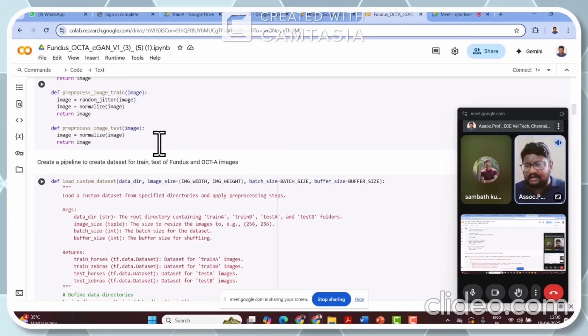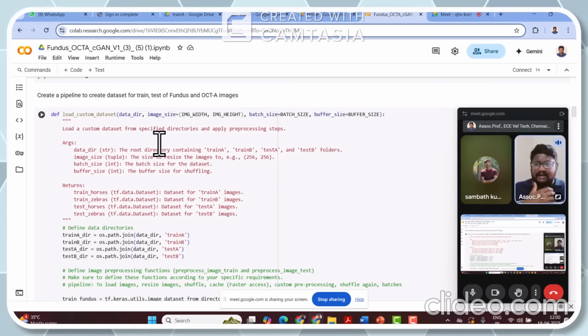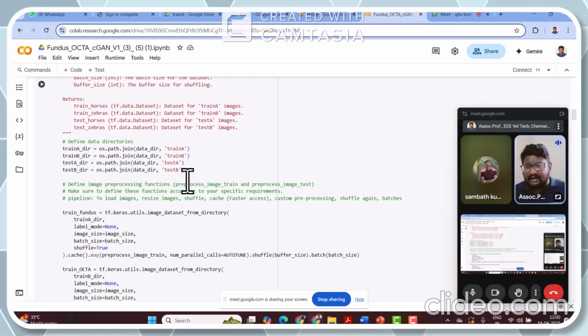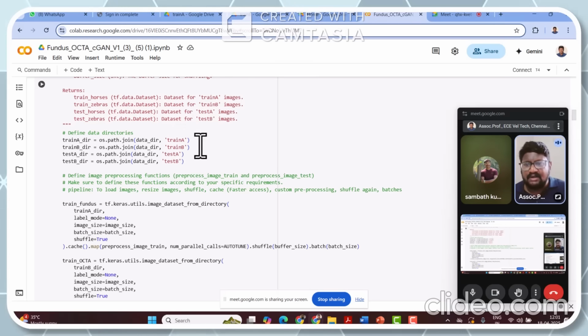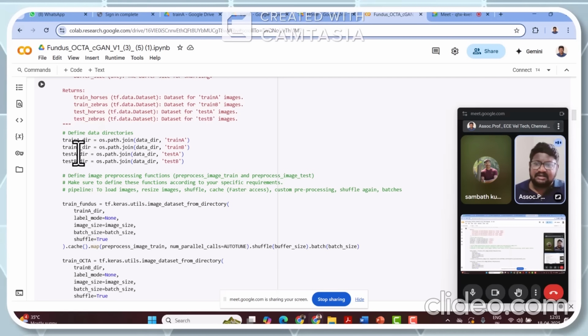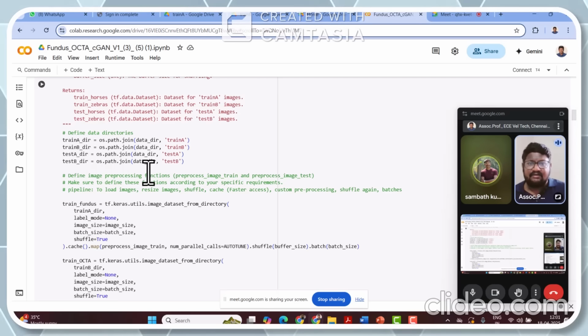Coming to the data pipeline, we have train A and train B, as I have shown here, and all are in my Google Drive. From there I am taking the train A directory and the train B directory. Train A will be the training fundus images, and train B will be the training OCTA images. That has to be paired and learned: for this fundus, this is the OCTA. Likewise, it has to pair and learn. And for the test folder we also have test A and test B. In fact, I have not opened test A and test B.